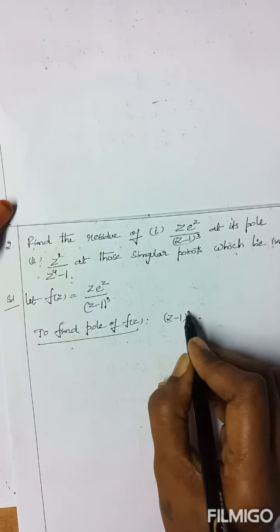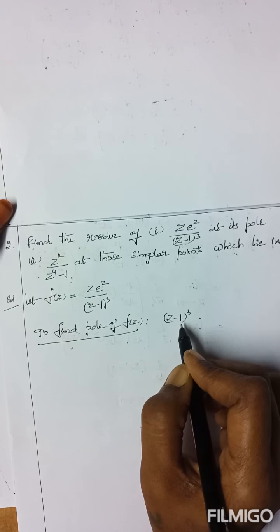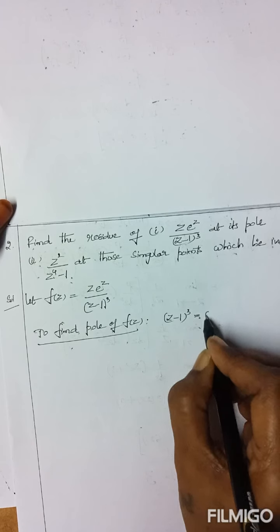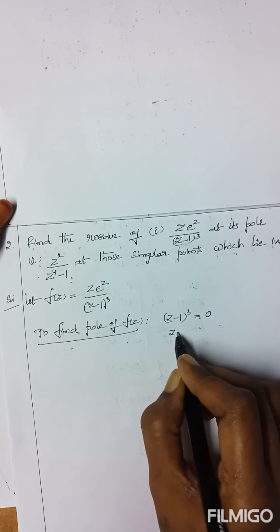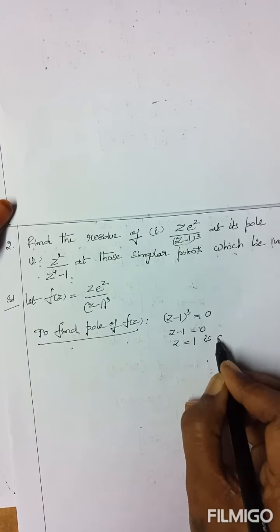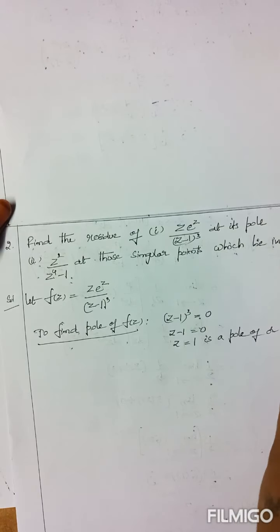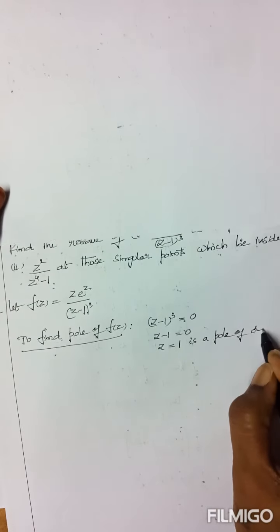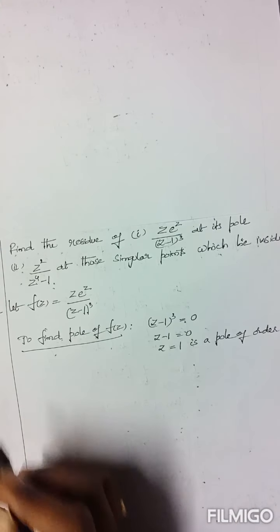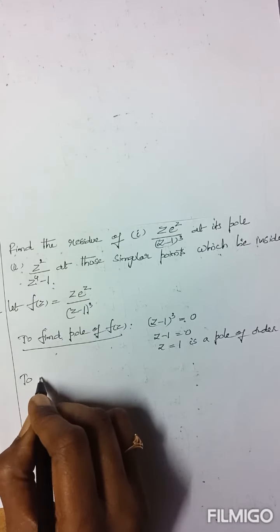If the denominator is 0, the function is not defined. Such a point is called a pole of the function. So equate to 0: z minus 1 equals 0. Then z equals 1 is a pole of order 3. Now to find the residue of f of z.